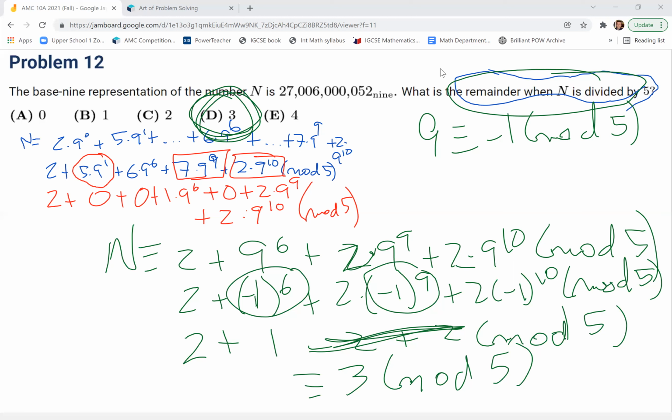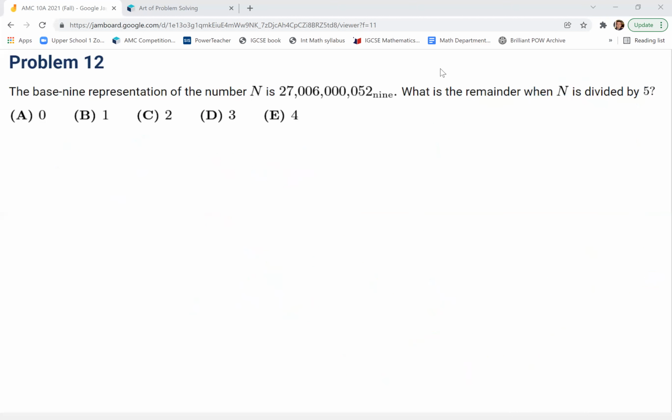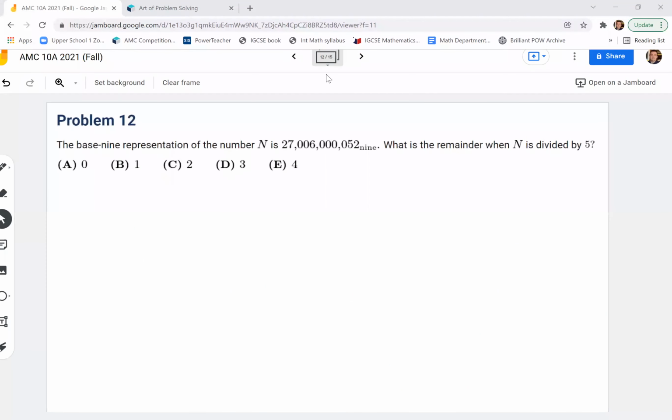Okay, so again, I used modular arithmetic. I'm sure many of you could have found a different way to do it. I'd be very interested to see any other solutions. So please let me know if you have another way to do it. Okay. All right, let's look at number 13.